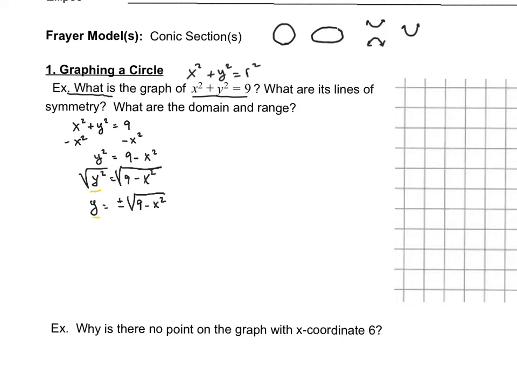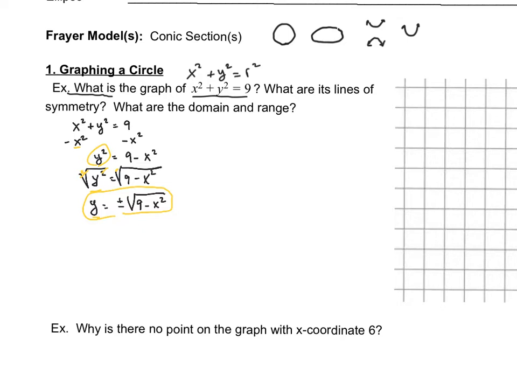So I'm going to go ahead and get y by itself, and in doing so, of course, I subtracted x squared from both sides, then I was left with y squared. In order to get rid of y squared, of course, I found the square root, and we know that y is going to be equal to plus or minus the square root of 9 minus x squared.